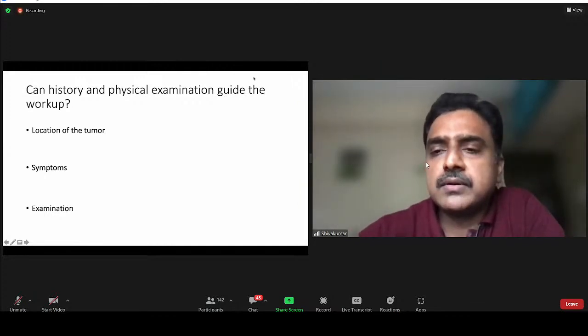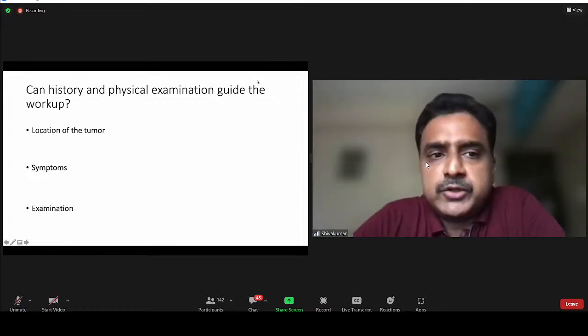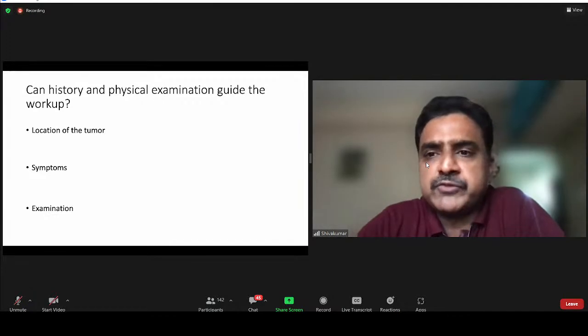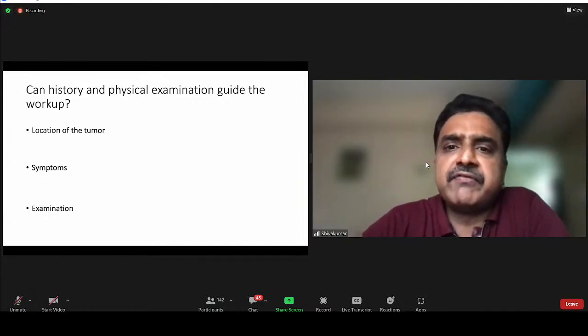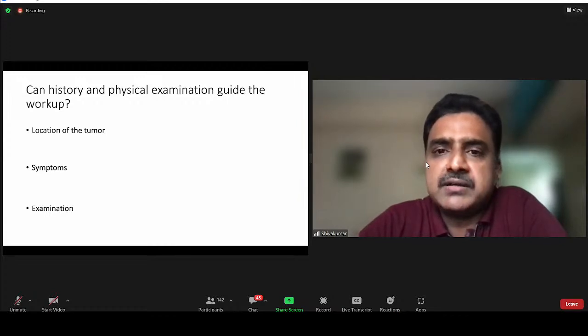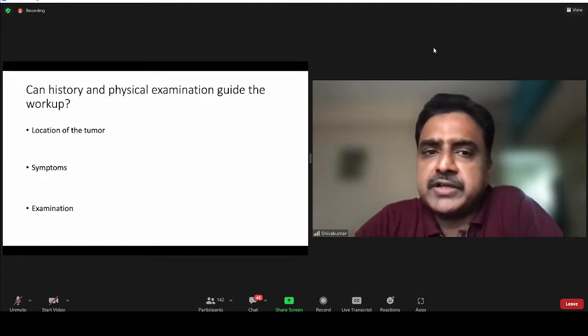Hello. Yes, Dr. Shiv. Please go ahead. During history taking and physical examination, how much importance would you give to the location of the tumor, the symptoms, or the examination findings, and how would it help you in assessing whether it's a benign or a malignant tumor that you're dealing with?